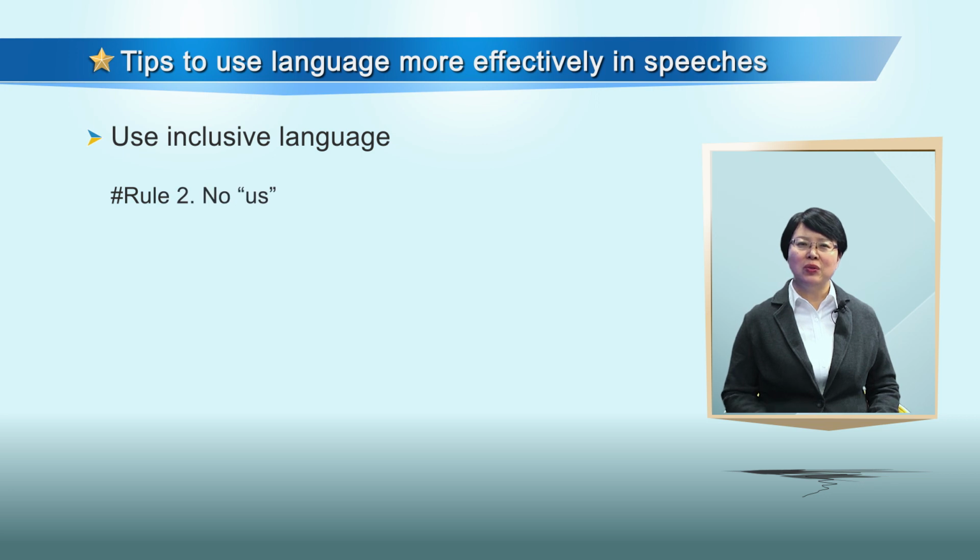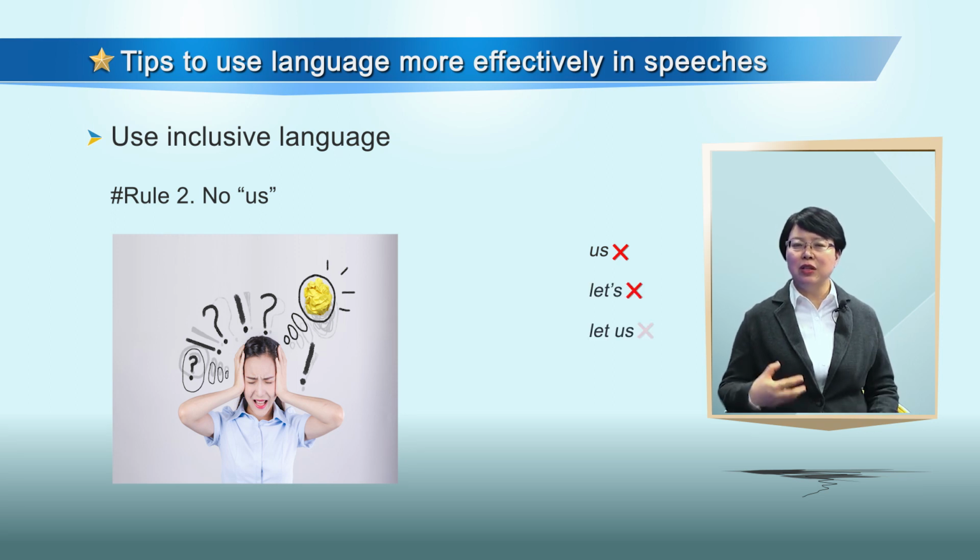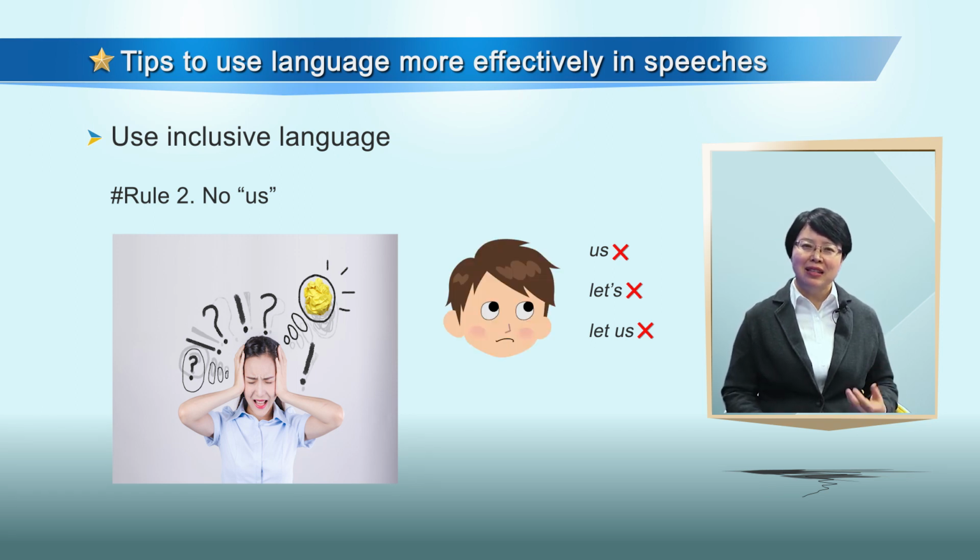Rule number 2, no us. It refers to a specific group among audience. Don't impose your thought on the audience. Maybe they don't agree with you, right? They are not one of us, and they have different positions. If you say let's or let us, then they might feel not so pleasant because they don't want to be included.